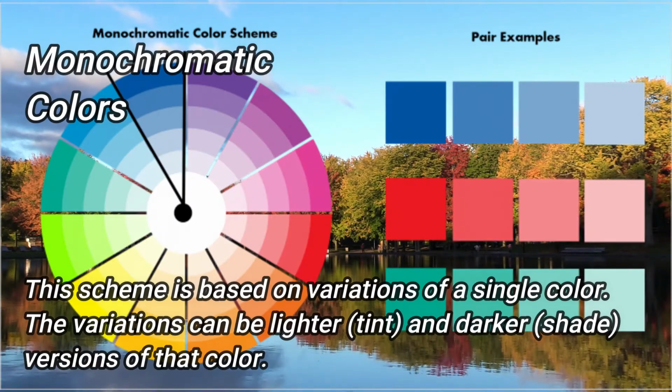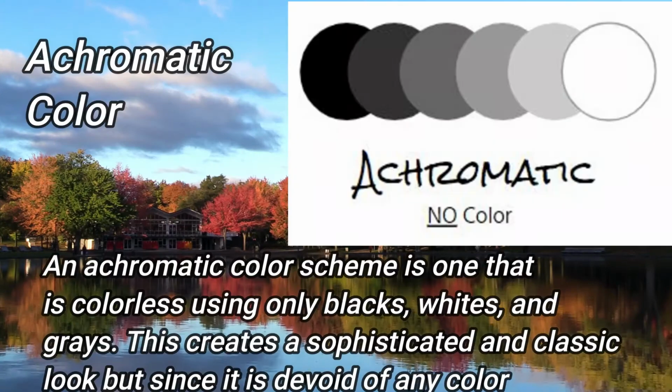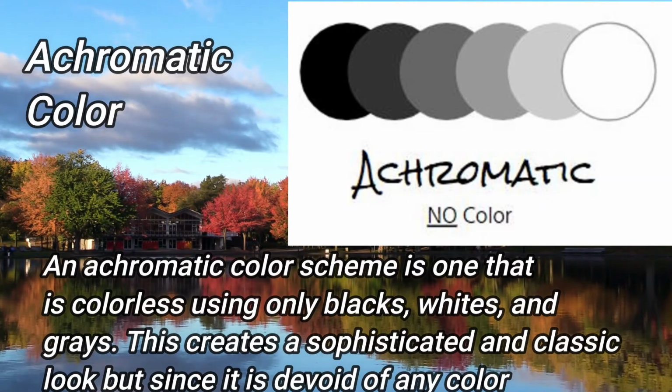Monochromatic colors. This scheme is based on variations of a single color. The variations can be lighter and darker versions of that color. An achromatic color scheme is one that is colorless, using only blacks, whites, and grays. This creates a sophisticated and classic look, but since it is devoid of any color, it looks lifeless.